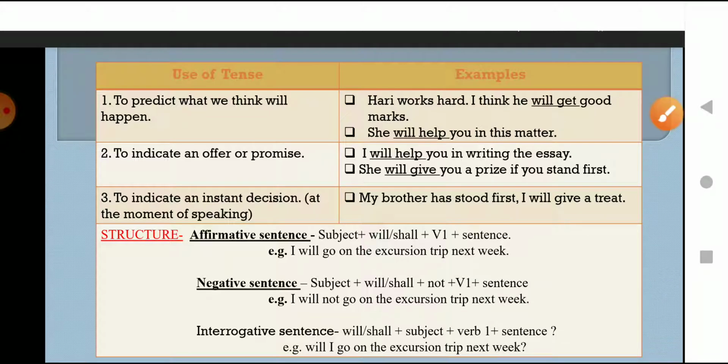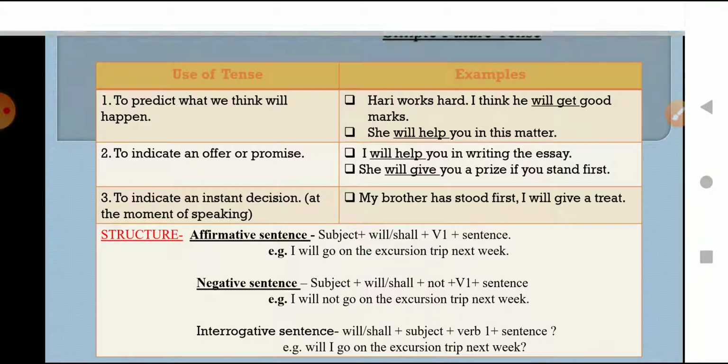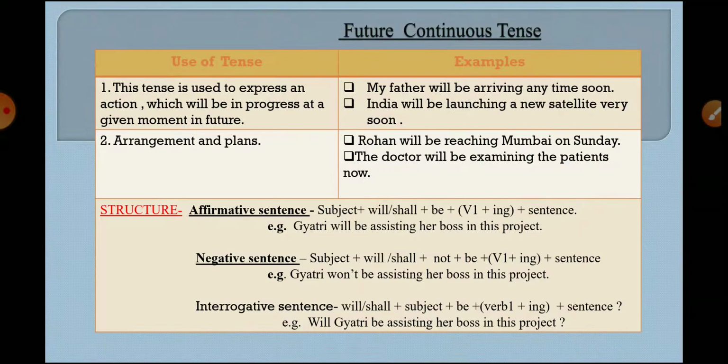Okay, I hope this part is clear to you: the ways in which we can use the simple future tense, and what its structure is. Now let's move on to the next part, that is the future continuous tense. In this we are going to talk about the usage of the future continuous tense, with examples also. And then we will talk about the structure.